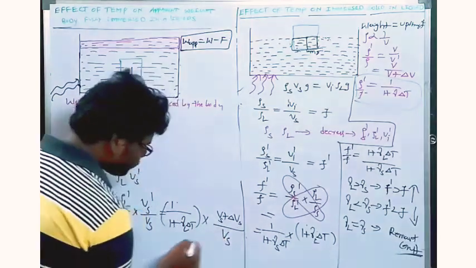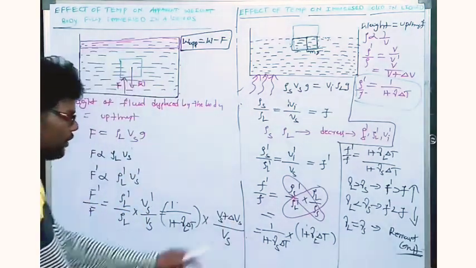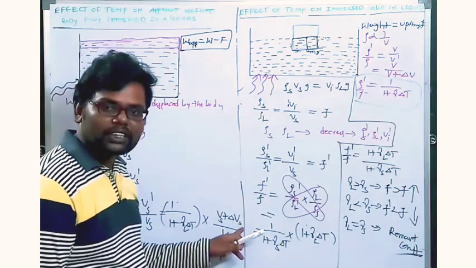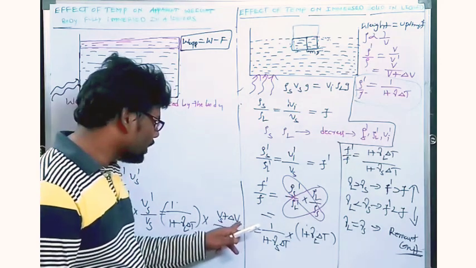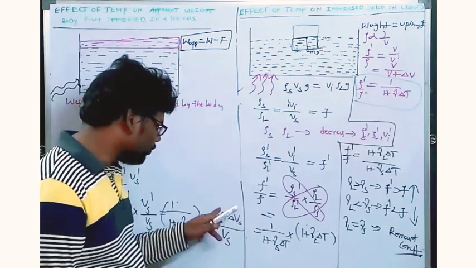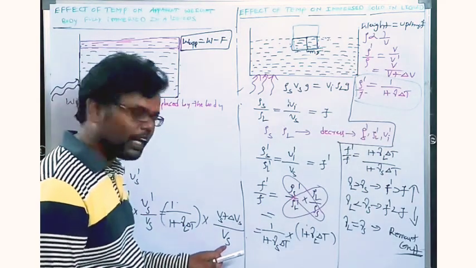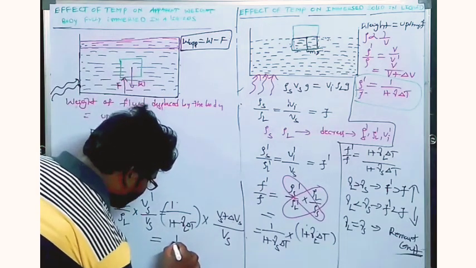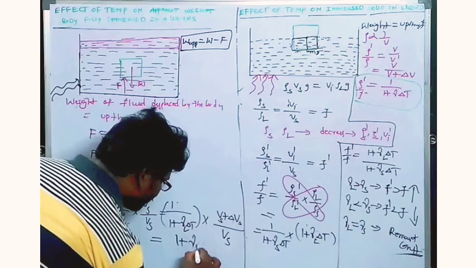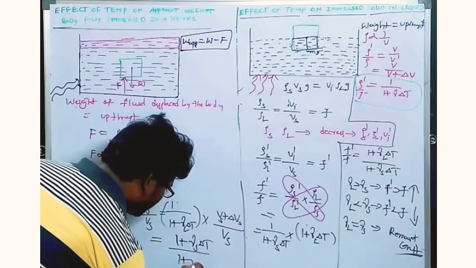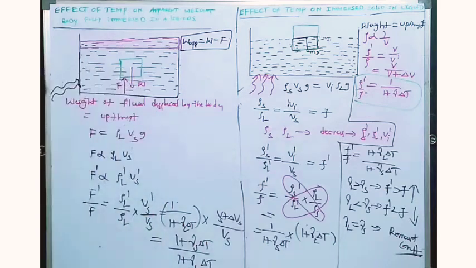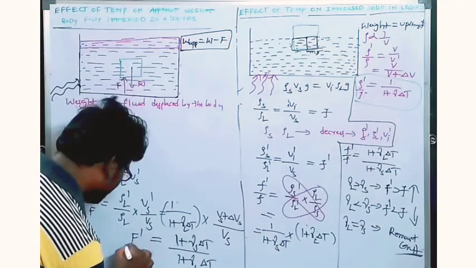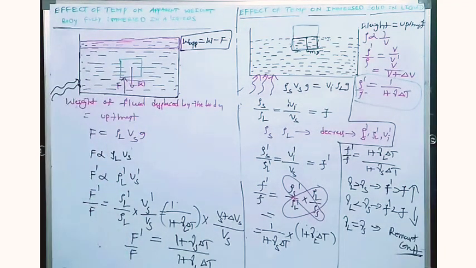And here delta Vs means gamma Vs delta T. So here Vs will be common, and the Vs in the numerator and denominator will cancel each other out, and the remaining term will be 1 plus gamma S delta T by 1 plus gamma L delta T. So this is F dash by F.